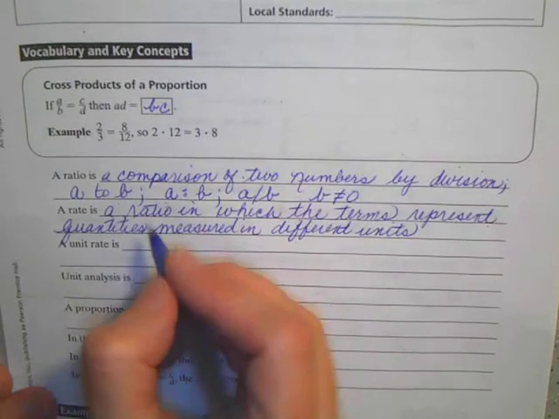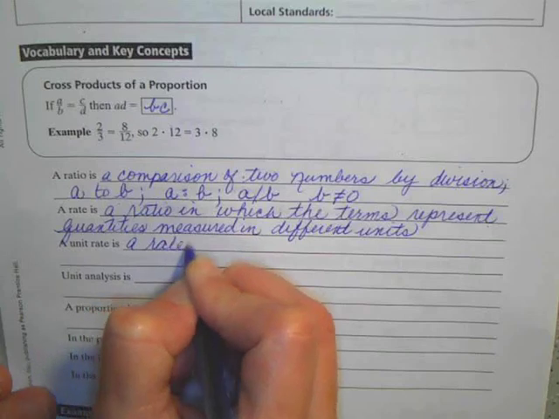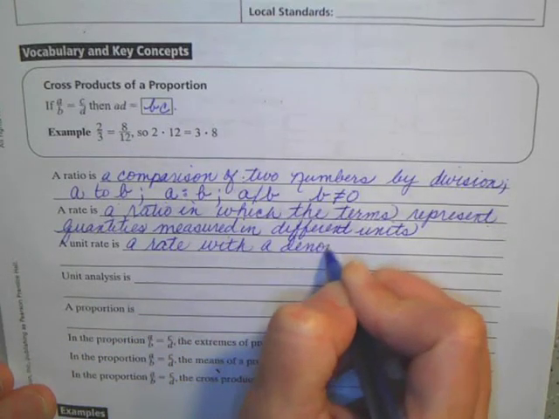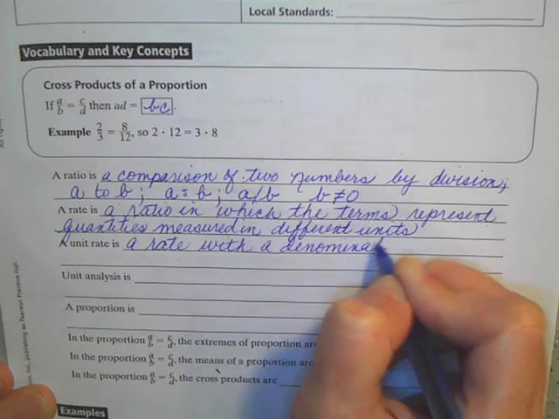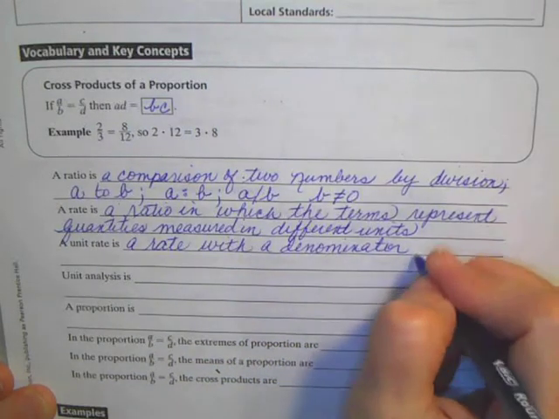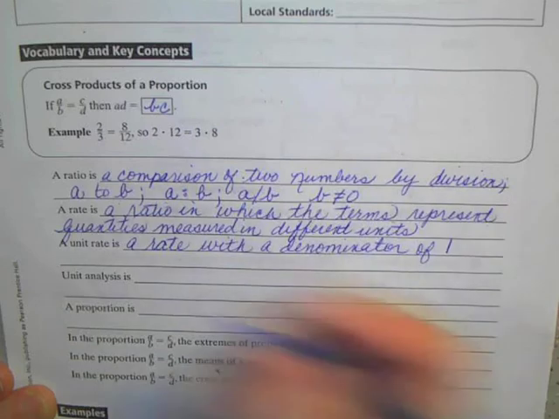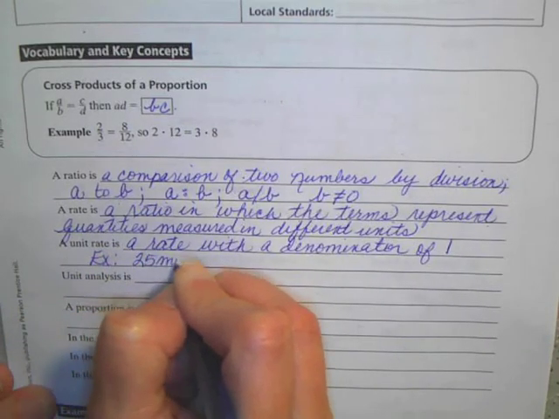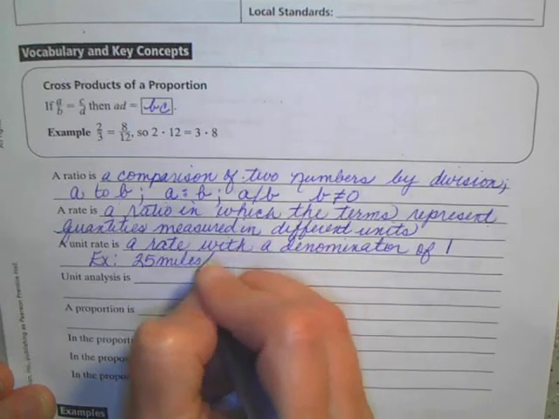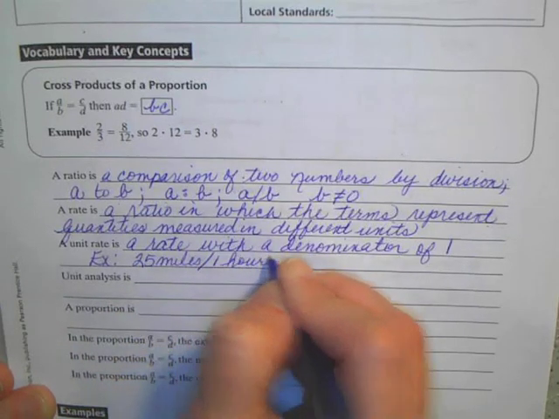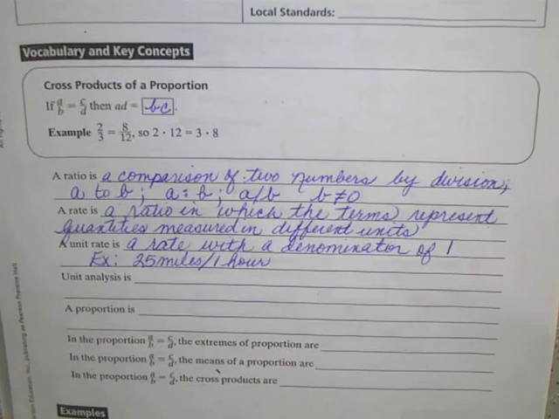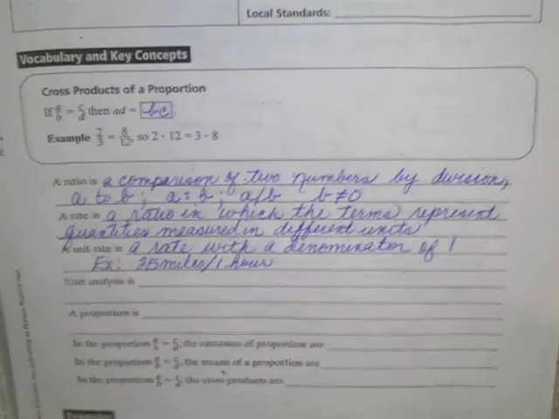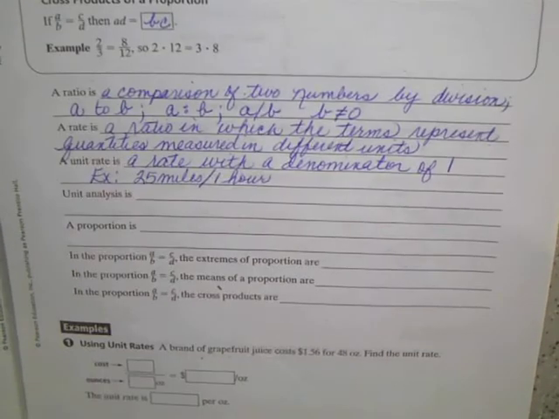A unit rate is a rate with a denominator or second term of 1. An example of that might be 25 miles to 1 hour, or 25 miles per hour is another way of saying that. So those would all be unit rates where that second term or the denominator is 1.